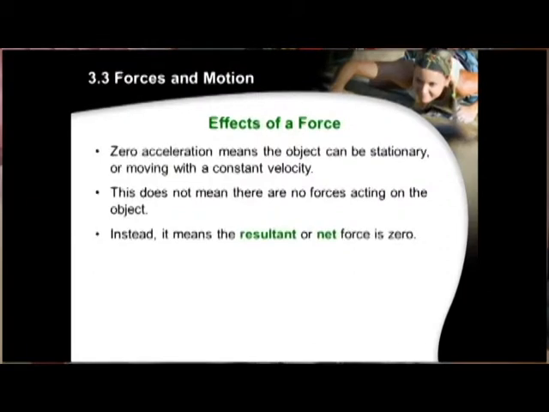So it brings us back to the original concept that when there is zero acceleration, forces can still be acting on it, but they are balanced forces, which means the resultant force is zero. When an object undergoes zero acceleration, it could either be stationary or it will be moving in uniform motion in a straight line, at constant velocity.